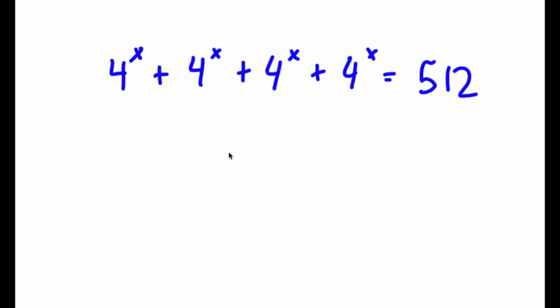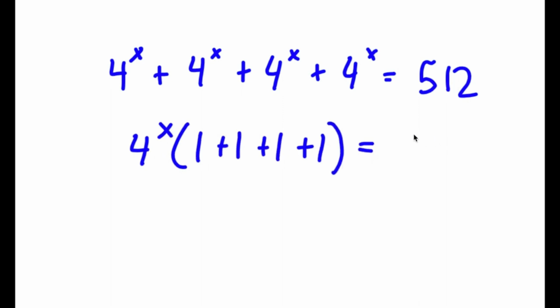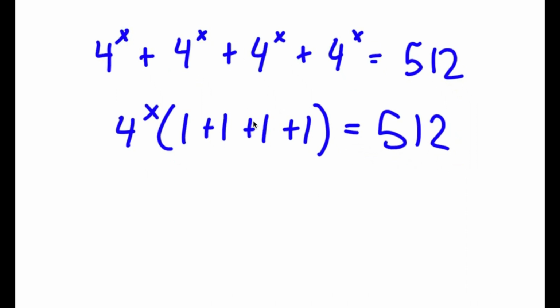Alright, so in this problem, I have 4 to the power of x plus 4 to the power of x plus 4 to the power of x plus 4 to the power of x is equal to 512. So to solve this problem, I'm going to first start by factoring out 4 to the power of x. So now I have 4 to the power of x times 1 plus 1 plus 1 plus 1 is equal to 512. Now I'm going to rewrite 1 plus 1 plus 1 plus 1 as 4. So now I have 4 to the power of x times 4 is equal to 512.